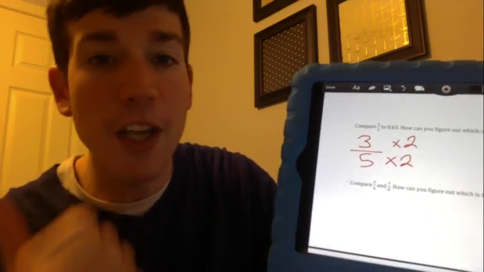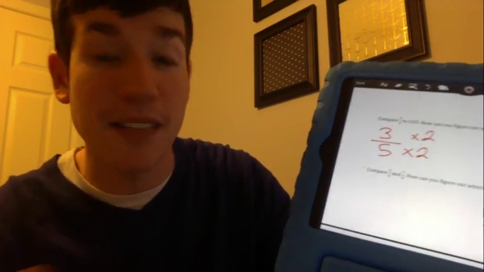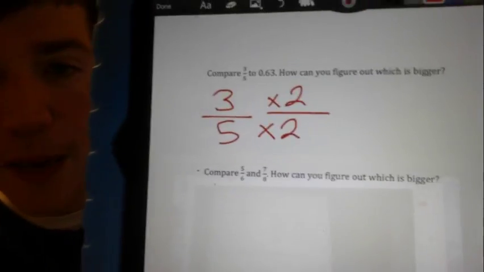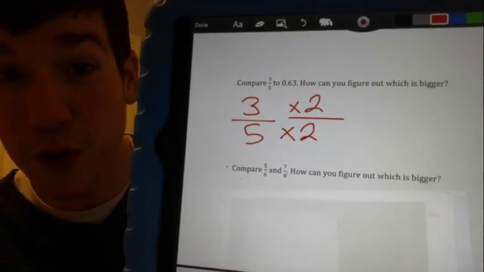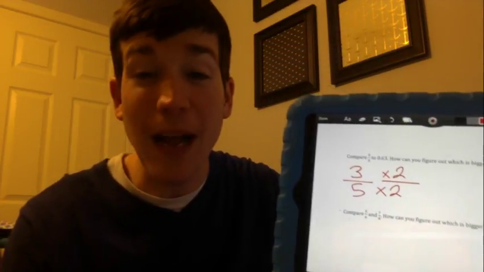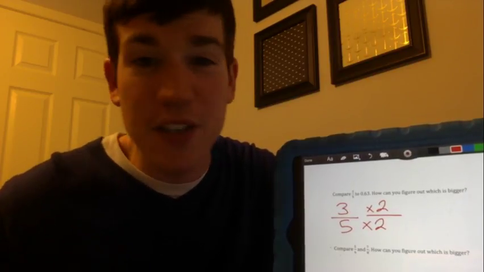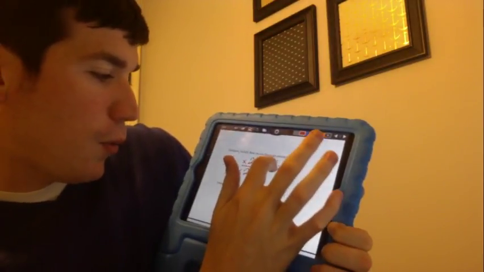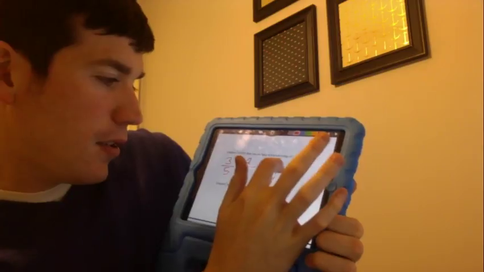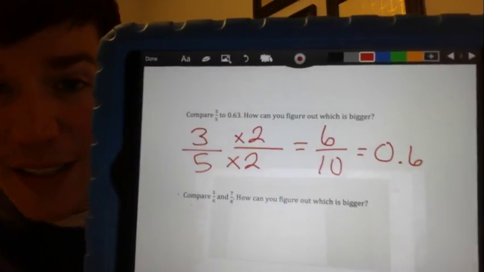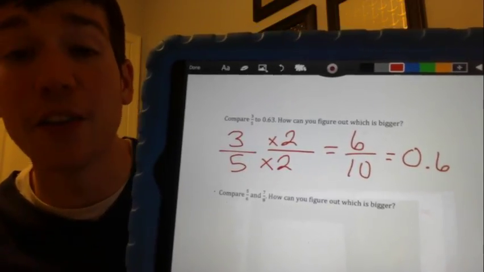Now, the reason why you can do that and multiply by the same thing is because if you multiply, remember, by the same number on the top and the bottom, that's like multiplying by 2/2, or 2 halves, and 2 halves is the same as 1 whole. When you multiply a number by 1, you're taking one group of it, you're not changing the number at all, that is the same number. Now, if we multiply by 2/2, we will get 6/10, which means that it looks like this. Now that you have them both as decimals, much easier to compare.